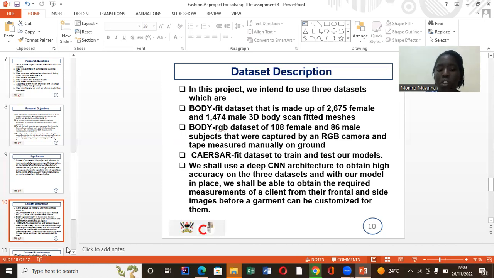Okay, for this case, we're going to be using the convolutional neural network architecture to obtain high accuracy on the 3 datasets. And with our model in place, we shall be able to obtain the required measurements of a client from their frontal and side images before a garment can be customized for them. For this case, we're going to use the body fit and RGB measurements for convolution and pooling, then the cursor fit for extracting the actual features so that we can compare them with the two.